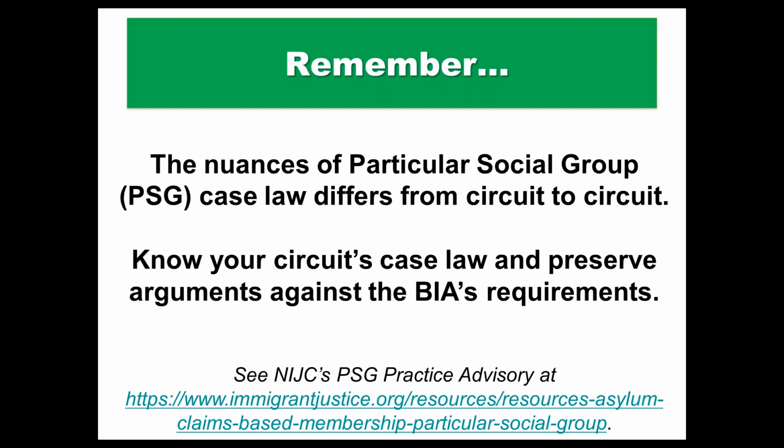So even if you have to accept before your immigration judge or before the asylum officer that the board's test is the test for particular social group, be aware of how your circuit's law differs, and also make sure you continue to preserve arguments against the Board of Immigration Appeals requirements. There is still litigation going on against the board's social distinction and particularity test. This continues to be a controversial and evolving area of particular social group case law. You want to preserve those arguments so that you can continue making them on appeal if need be. We do have a practice advisory on our website specifically on this point, and we encourage you to take a look at that if that's useful in your case.